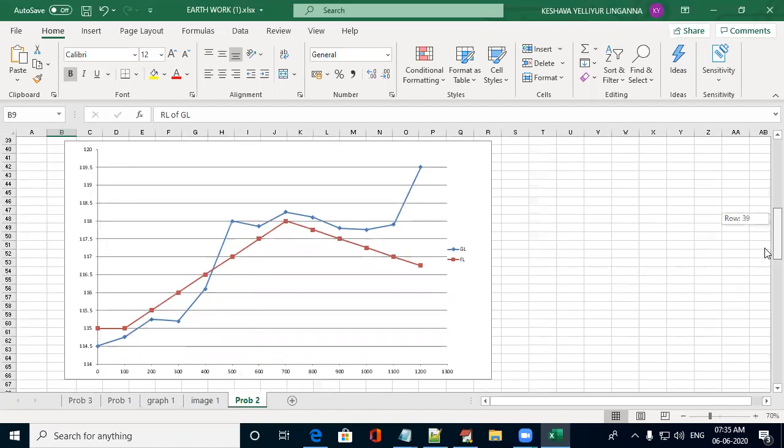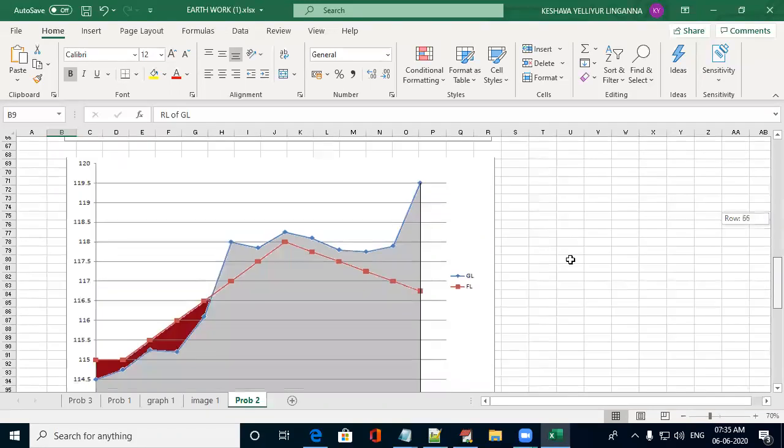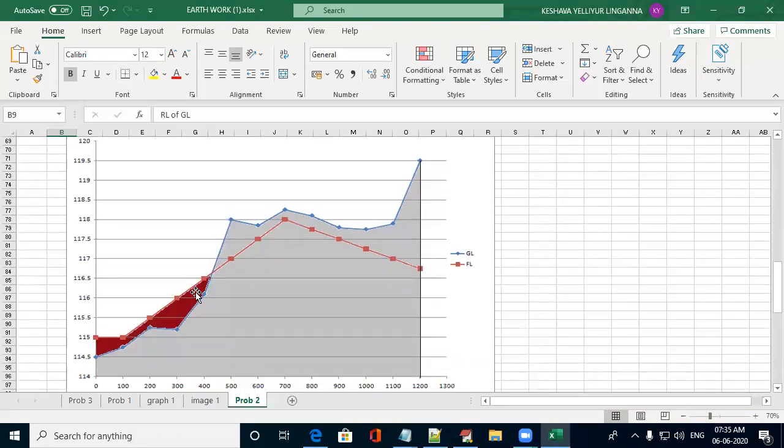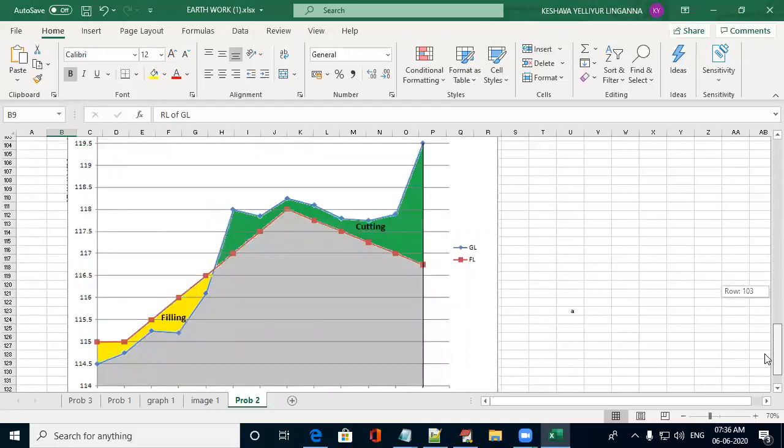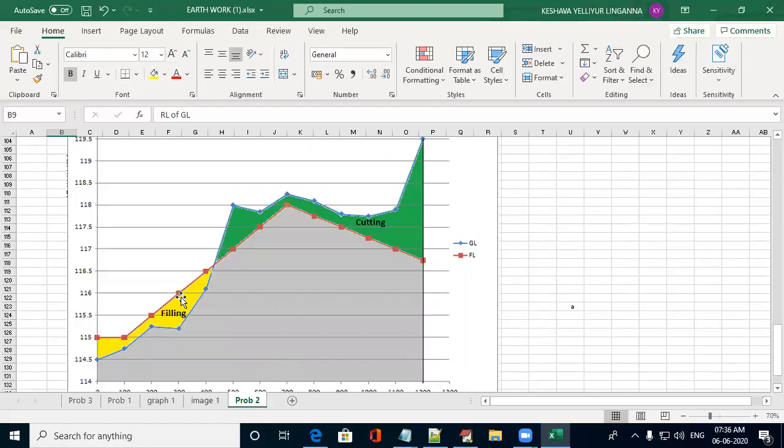I have shown it here. See, this gray area is the actual ground profile. This is how the new road should be done. This red is filling, and this extra you have to cut. I have shown it in two colors also. See, this yellow indicates filling, green indicates cutting.